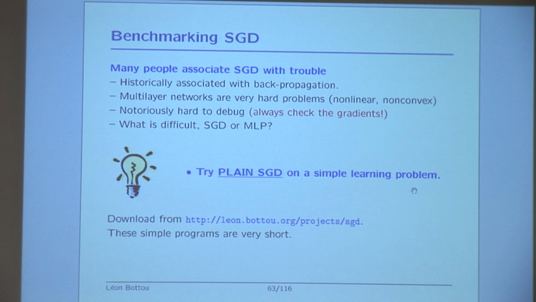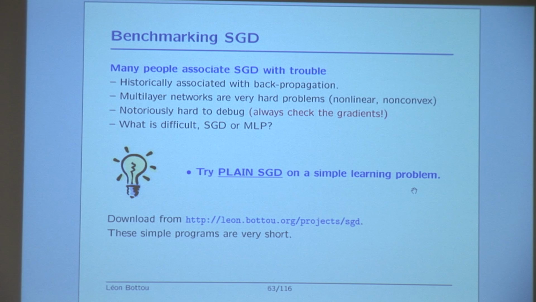So historically, in the machine learning community, stochastic gradient was associated with backpropagation in multi-layer networks. And multi-layer networks have a bad reputation of being hard to optimize. First of all, they're very hard problems. They're nonlinear, they're non-convex, and they're hard to debug, and that's probably most of the problem.